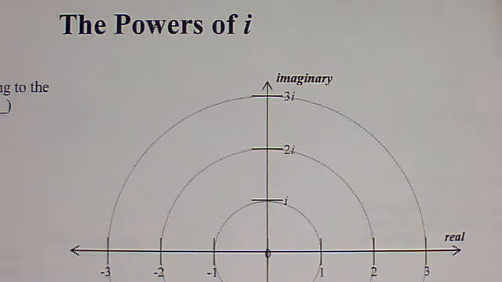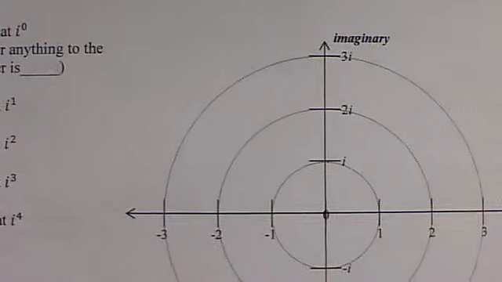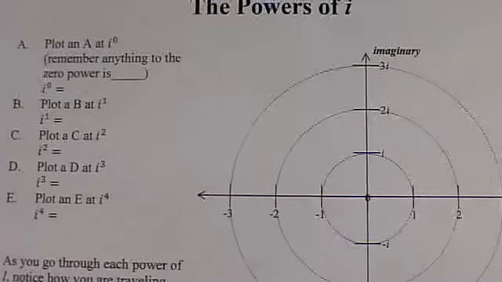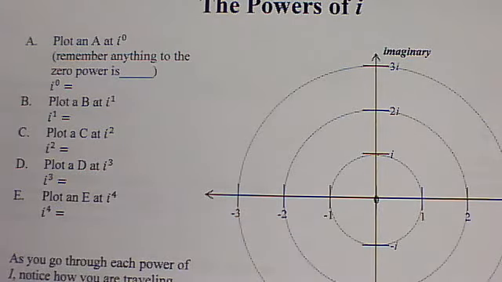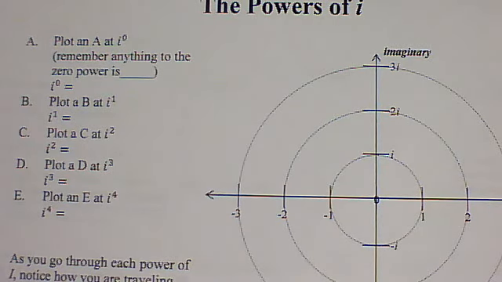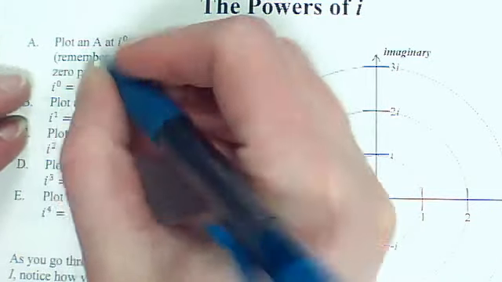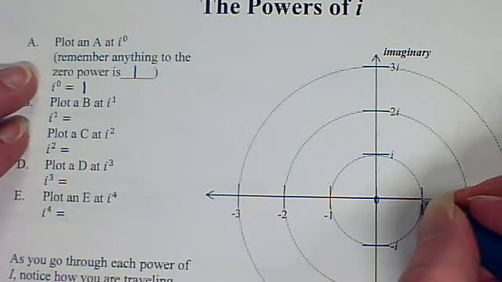Alright, in this exercise we're going to look at what happens when we use different powers or exponents for i. So let's start here with i to the 0 power. Now I hope you remember your basic algebra. Anything to the 0 power is 1. So i to the 0 power is 1, and we're going to plot a point at 1.